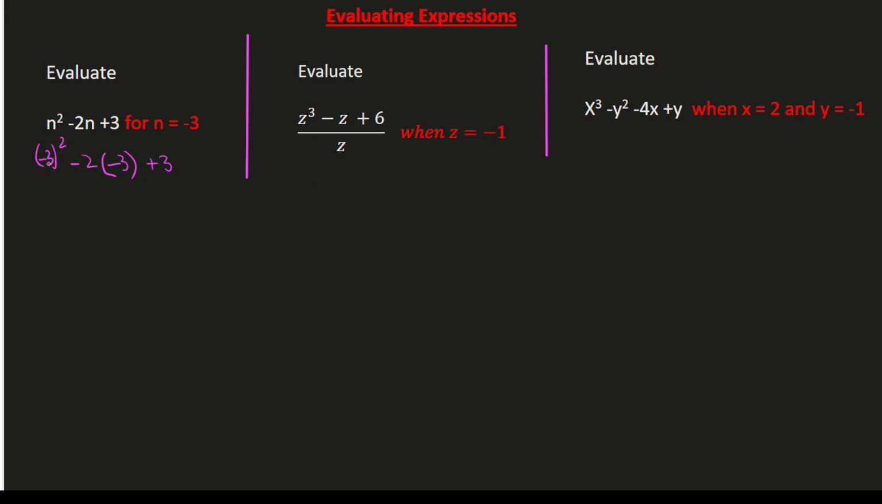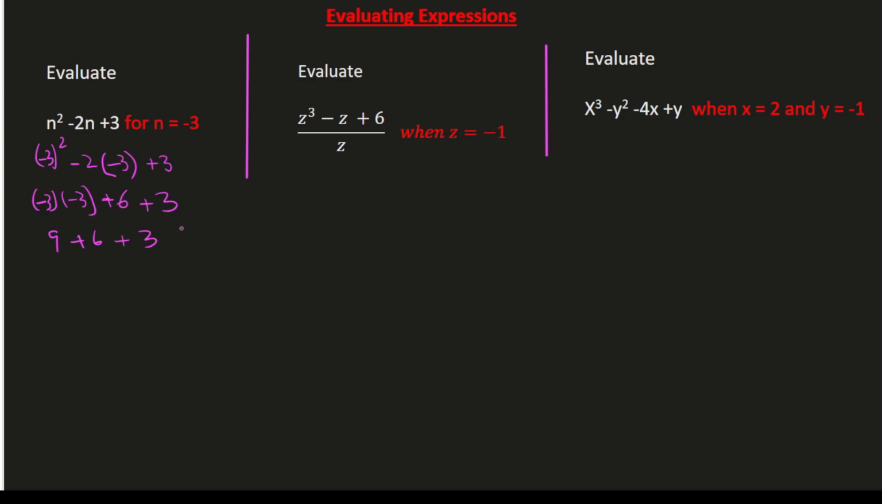So basically it's negative 3 taken 2 times as a factor. So that's negative 3 times negative 3. That's what we have here. Minus, so negative times negative is positive, so this is plus 2 times 3 is 6, and plus 3. Now let's take care of this part over here. Negative times negative is positive. 3 times 3 is 9. So we get 9 plus 6 plus 3.